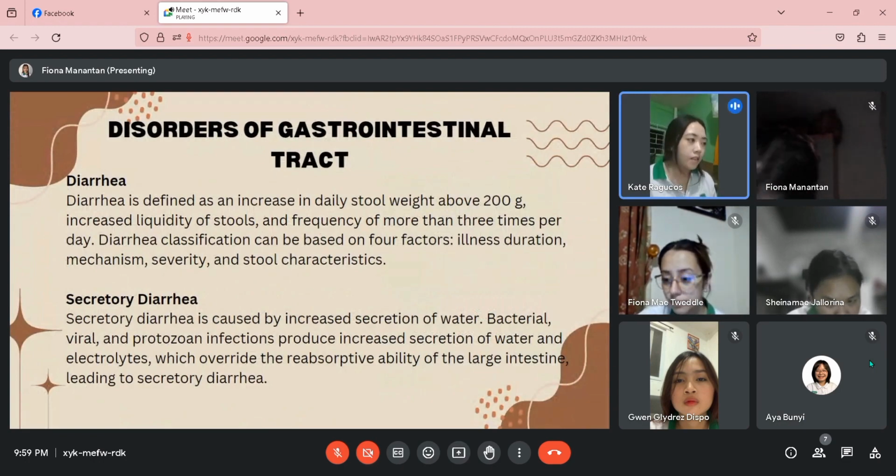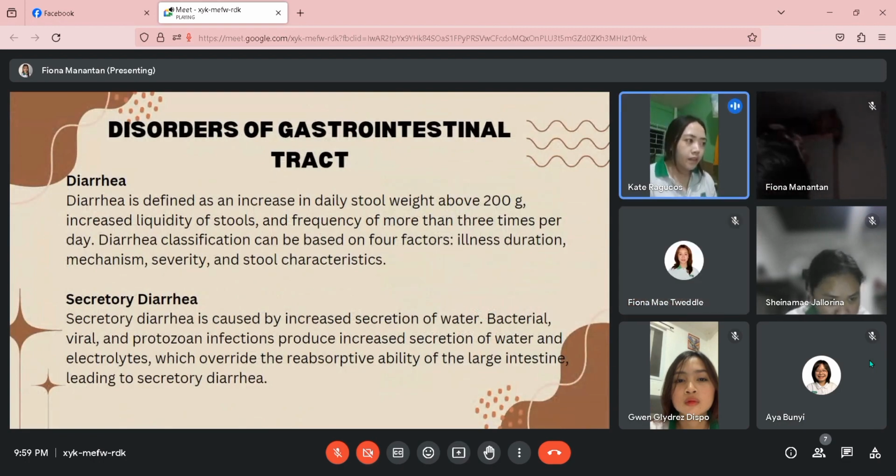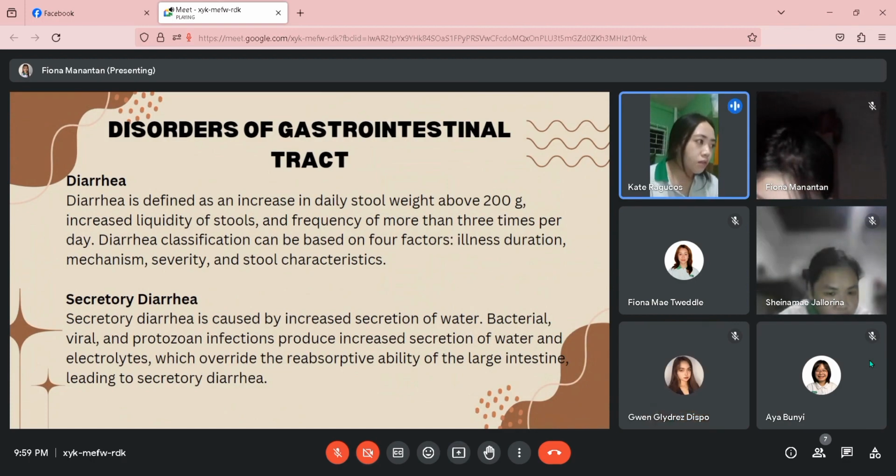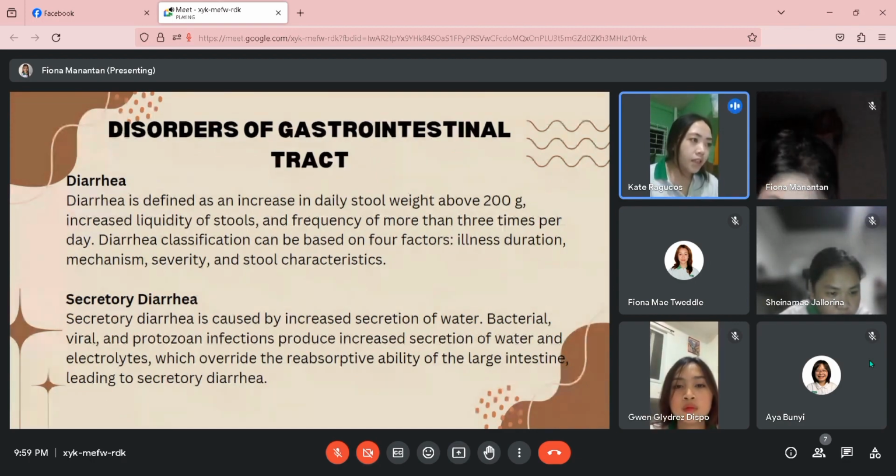Disorders of the gastrointestinal tract. Diarrhea. Diarrhea is defined as an increase in daily stool weight above 200 grams, increased liquidity of stools, and frequency of more than 3 times per day. Diarrhea classification can be based on 4 factors: illness duration, mechanism, severity, and stool characteristics. Diarrhea lasting less than 4 weeks is defined as acute, and diarrhea persisting for more than 4 weeks is termed chronic diarrhea.